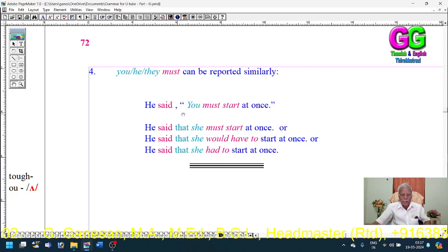He said, you must start at once. He said that she must start at once. He said that she would have to start at once. He said that she had to start at once. So any one of the three forms can be used: must can be kept unchanged, or must can be replaced by had to, or must can be replaced by would have to.